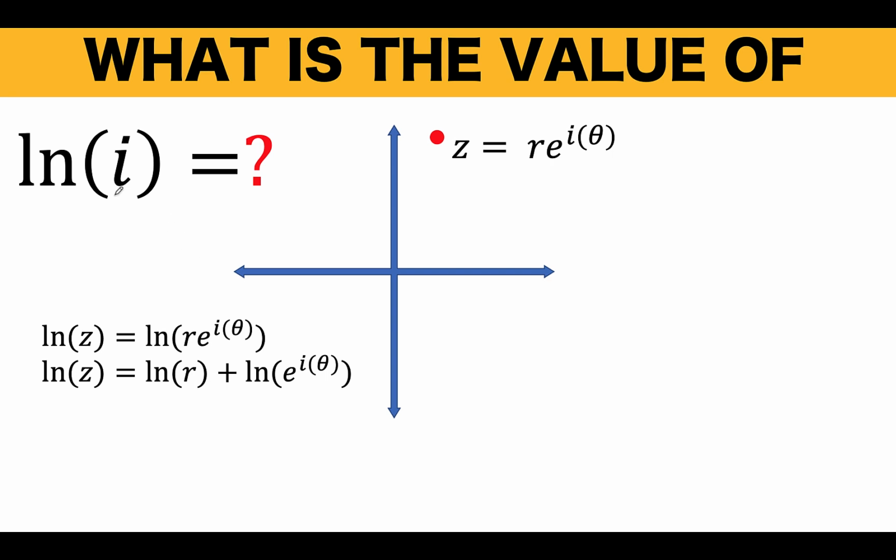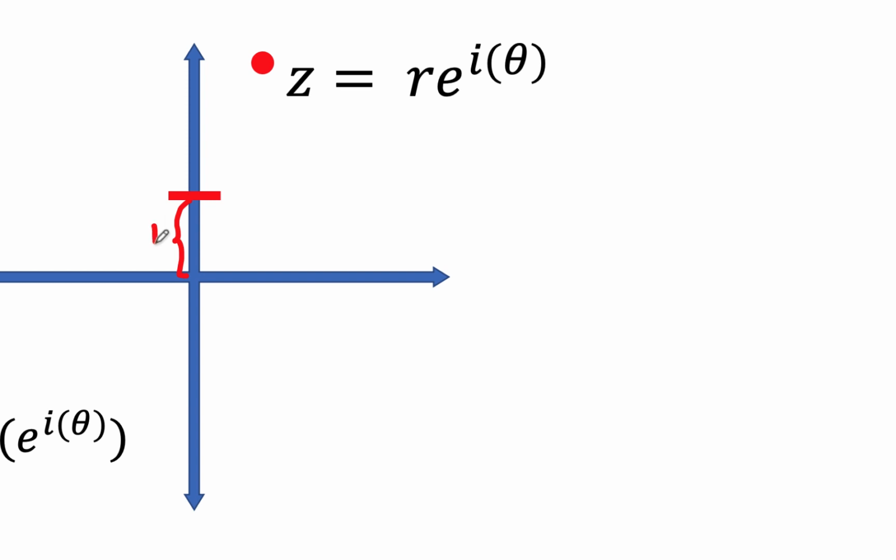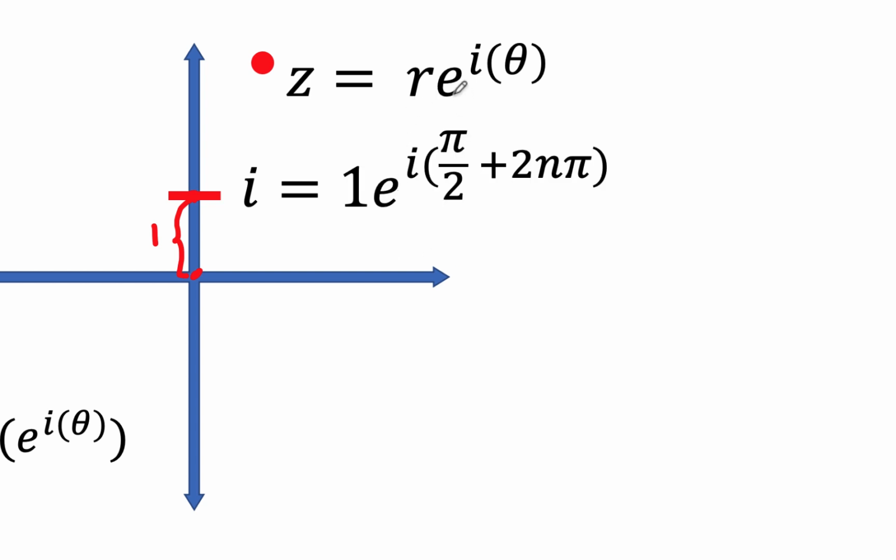We want the ln of i, so let's visualize where i is. If we go a distance of 1 unit from the origin up the vertical axis, which is the imaginary axis, we have the imaginary unit i. That is equal to the radius of 1 unit times e raised to i times the angle. This angle theta is pi over 2. And if we rotate every 2 pi, we go back to the same point. That's why we have plus 2n pi, where n is an element of the set of integers.